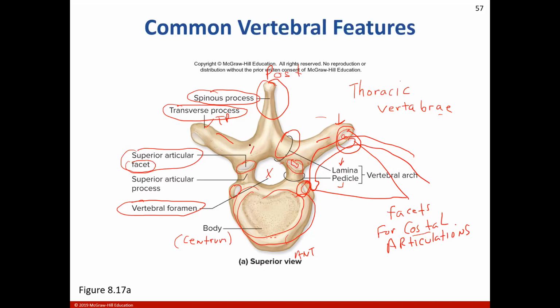Just the connection. This is the lamina, and if you're looking at this, this is the patient's right side, and this would be the left. So get your point of view first and foremost, even if it takes a while. And the pedicle would be here, the right pedicle. So that's a typical vertebra. It happens to be thoracic, though.